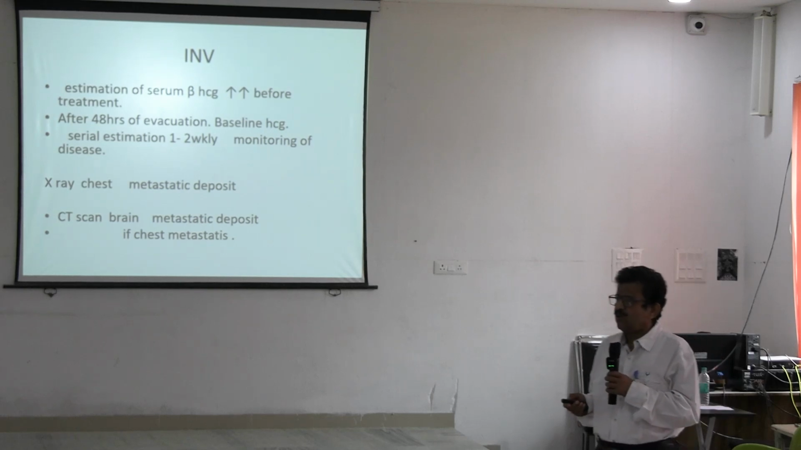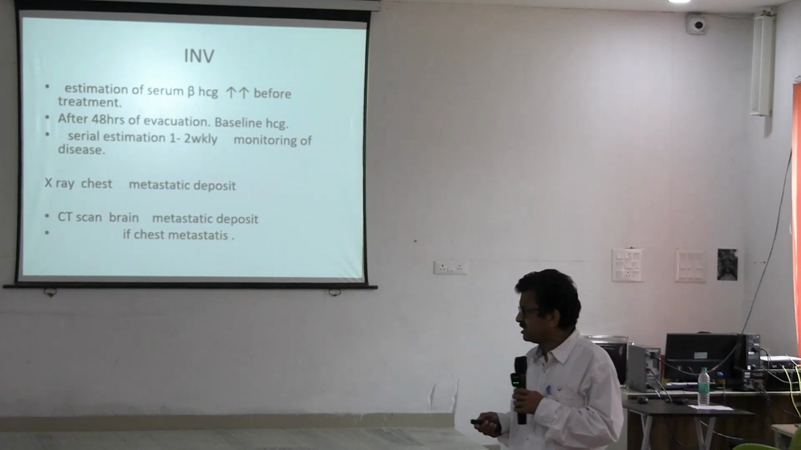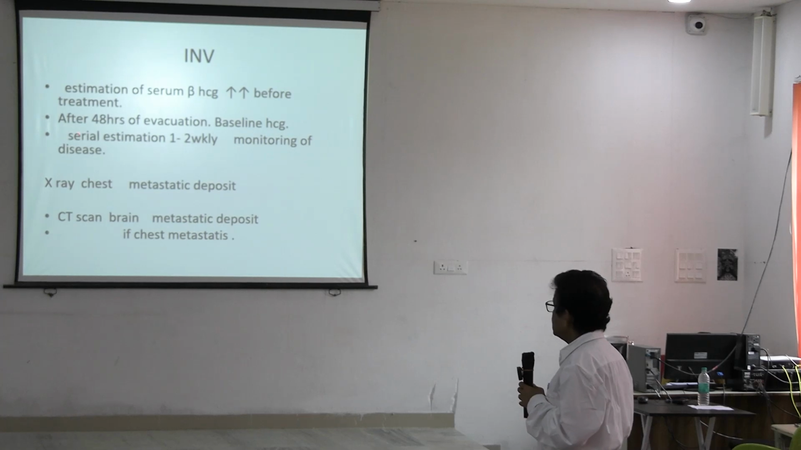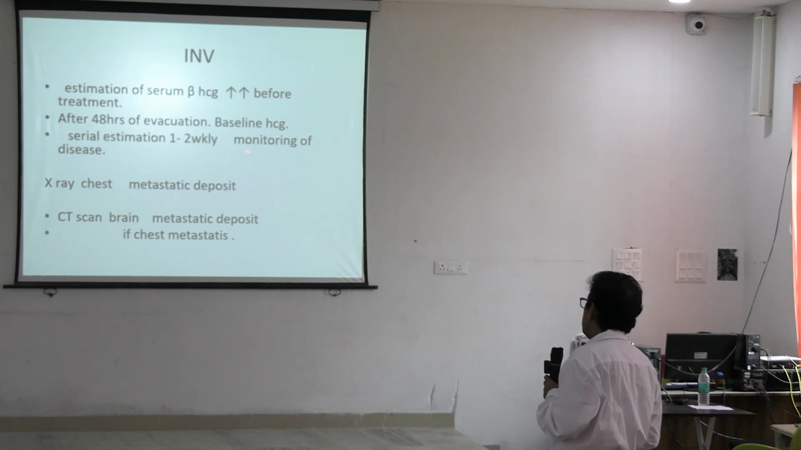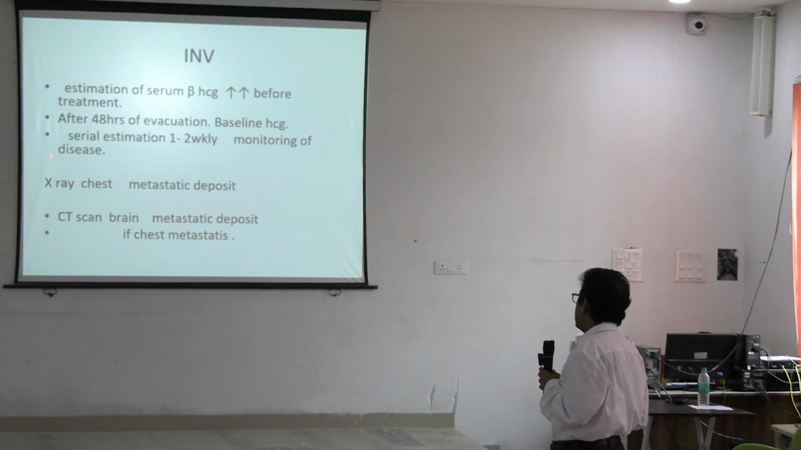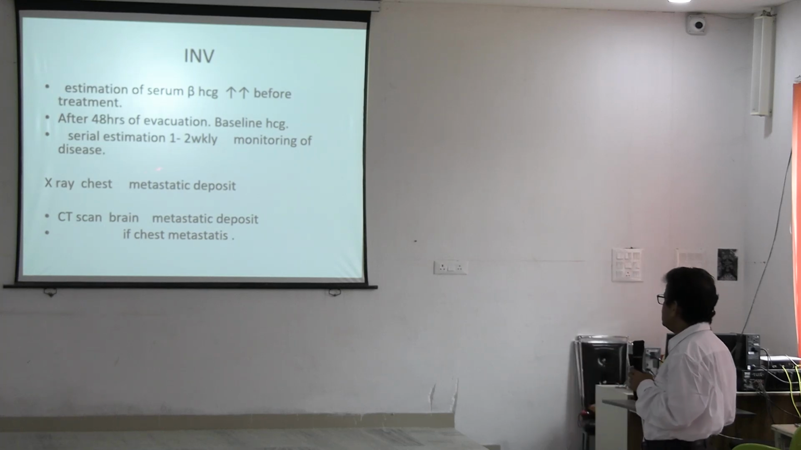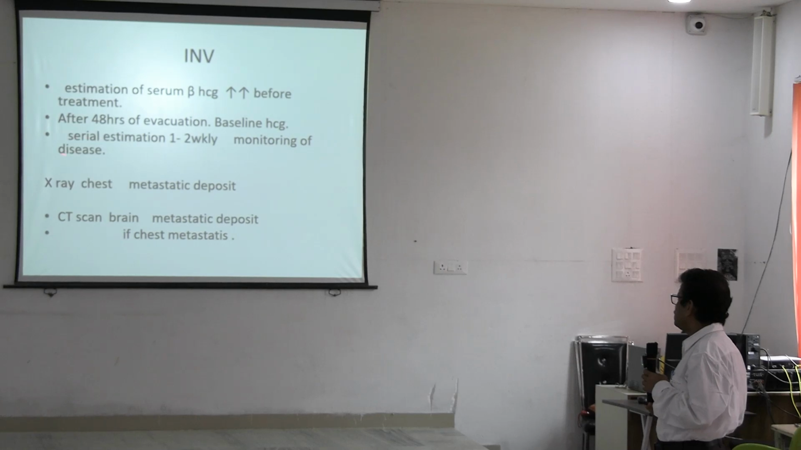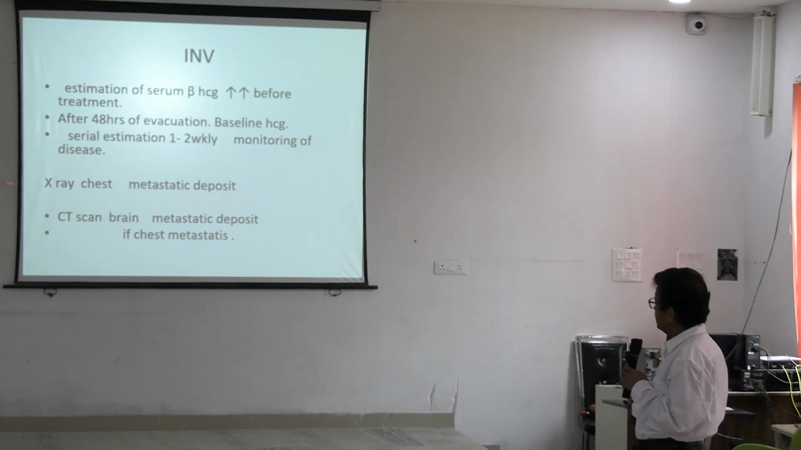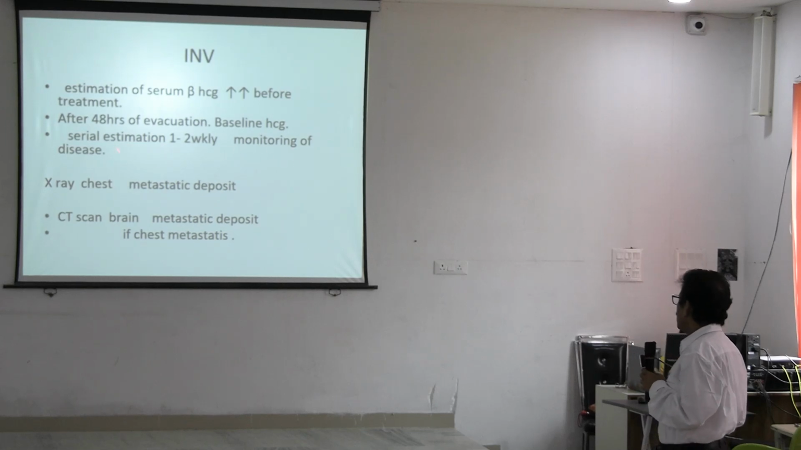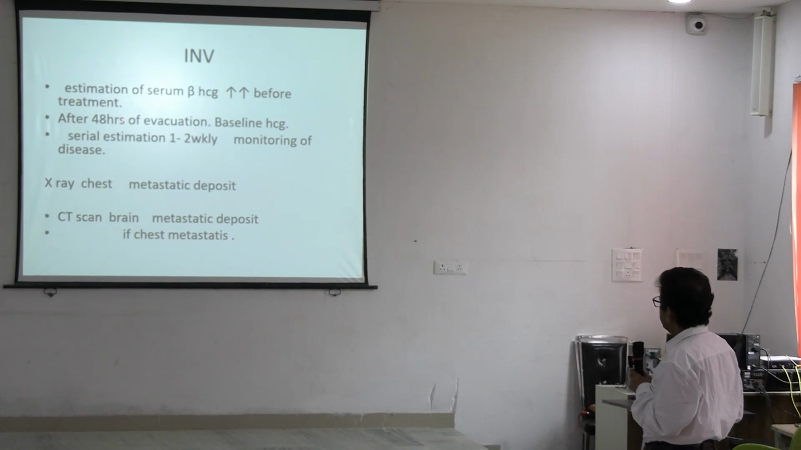It tells whether the disease has been completely expelled or something remains, especially if it penetrated the endometrium and the myometrium, that is invasive mole. Then the hCG level will not fall because molar tissue is remaining within the myometrium, which you cannot remove unless you do a hysterectomy. So one to two weekly monitoring of the beta hCG has to be done for monitoring of the disease.